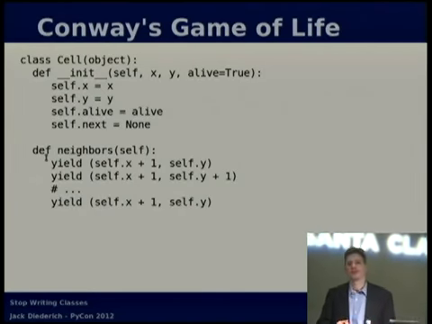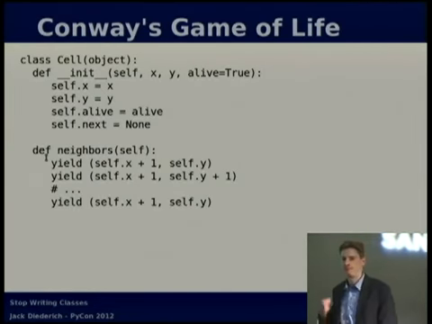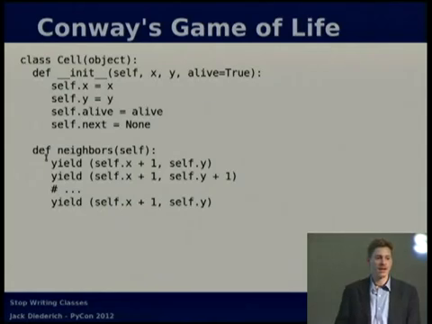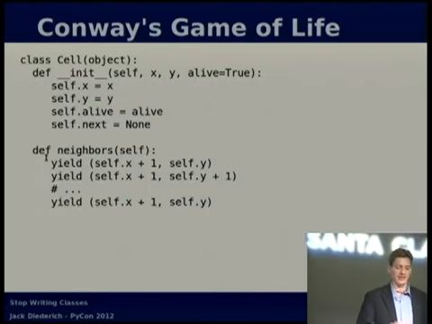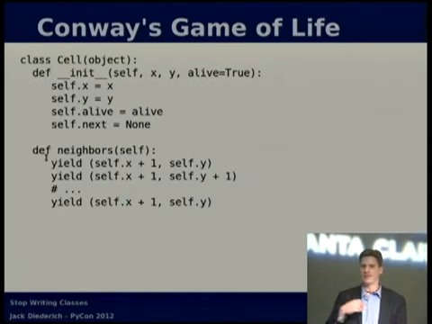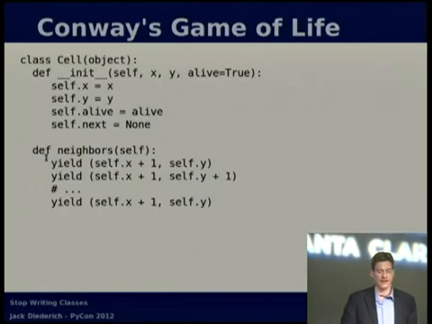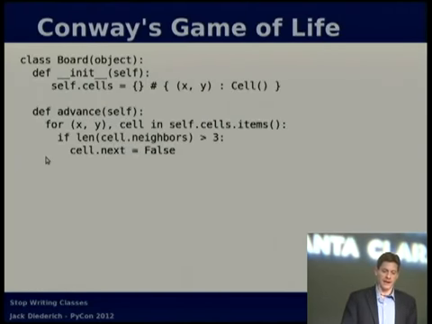Cells are a noun. So most people, first thing off, they say cell's a noun. I'm going to make a class. And what are the properties of a class? Well, it has a position. It's either alive or it's not. It's going to have a different state next time, maybe. And what else? Oh, it has neighbors.